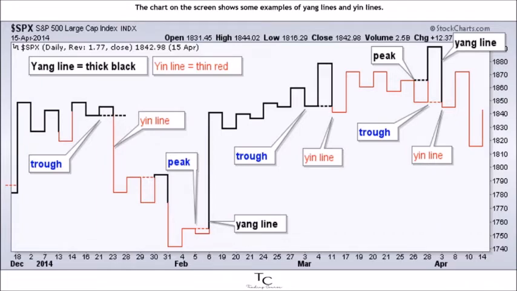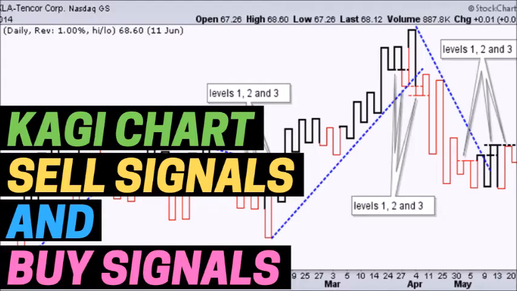The chart on the screen shows some examples of Yang lines and Yin lines. Note that a peak can form with a thick black line or a thin red line. A thick black line, Yang, remains in play until a break below the most recent trough. The thick black line turns into a thin red line at the break point. This thin red line, Yin, remains in play until a break above the most recent peak. The thin red line then changes into a thick black line at the break point.